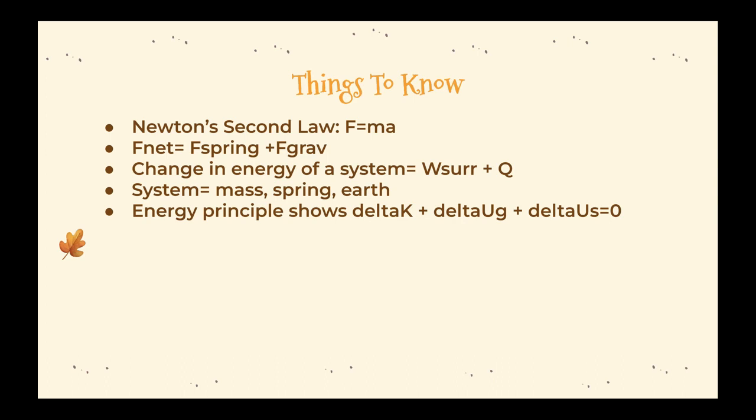The system that I took was mass, spring, and the Earth, which made the energy equal delta K plus delta potential gravitational energy plus delta potential spring energy, which all equals 0 if it follows the energy principle.